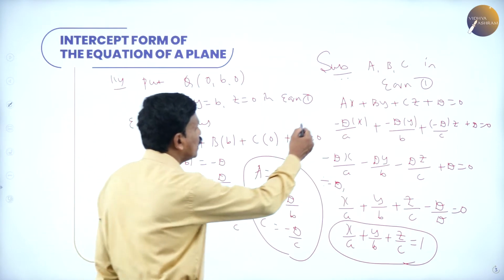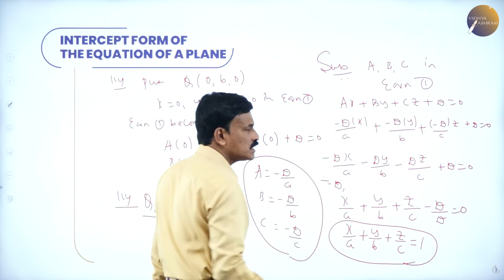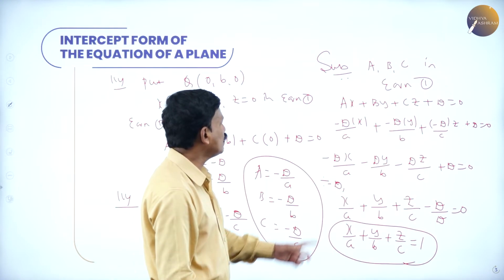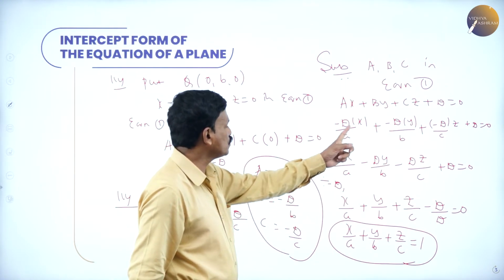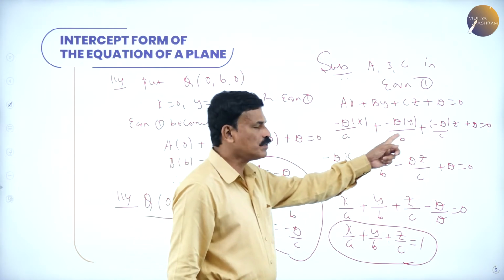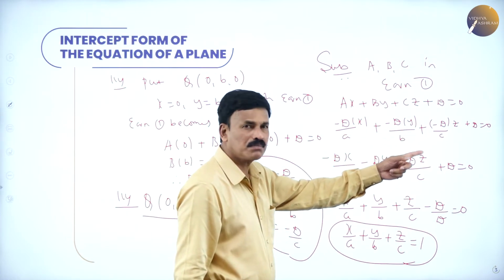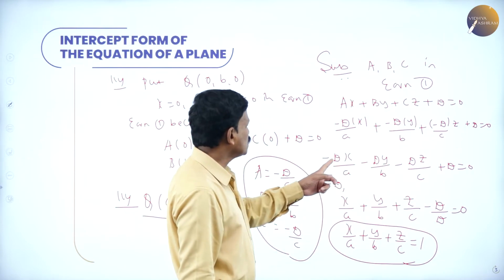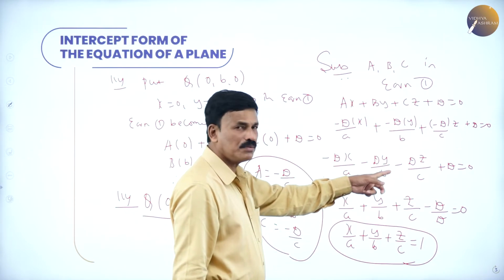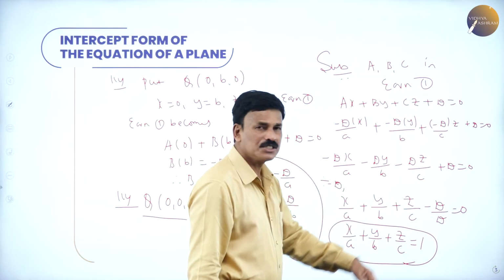So from equation number 1, ax plus by plus cz plus d is equal to 0. Substitute the value a is minus d by a into x plus b, minus d by b into y plus c, what is c, minus d by c into z plus capital D is equal to 0. So this is minus dx by a minus dy by b minus dz by c plus d is equal to 0.